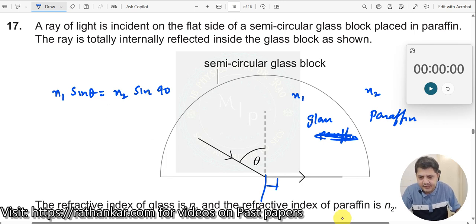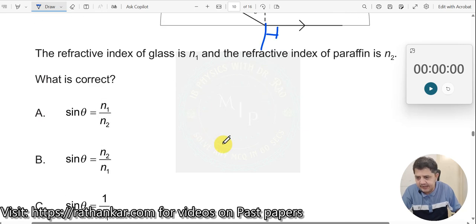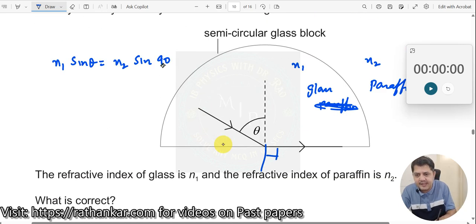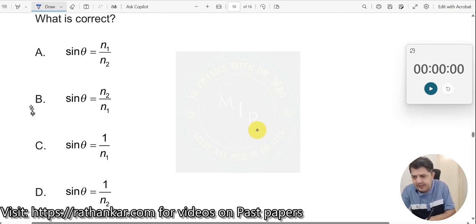What is the question here? The question here is what is correct, in terms of sine theta. So sine 90 becomes 1. So this should become N2. So sine theta should now be equal to N2 by N1. So let us check for N2 by N1. Sine theta equals N2 by N1. Answer is B over here.